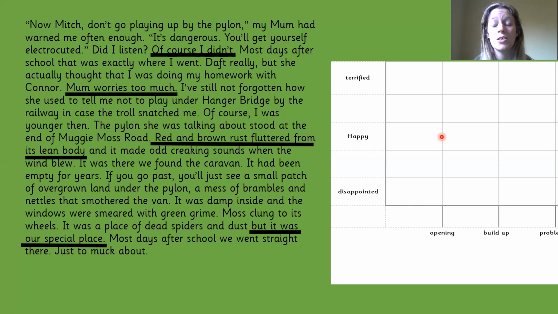It was their place to do what they would like, to keep it special, and just to be able to hang out. So because of these words that I've picked up, because he's got, oh, of course I didn't, mum worries too much, how he's described the pylon as fluttering and lean-bodied, or as his special place, I'm thinking that I'm going to put a point here. At the happy section, in our opening, I believe that Connor and Mitch are quite happy, even though we're just talking about Mitch at the moment, and Connor comes in a little bit later. But they're quite happy. So let's move on to the build-up and see if their feelings change.